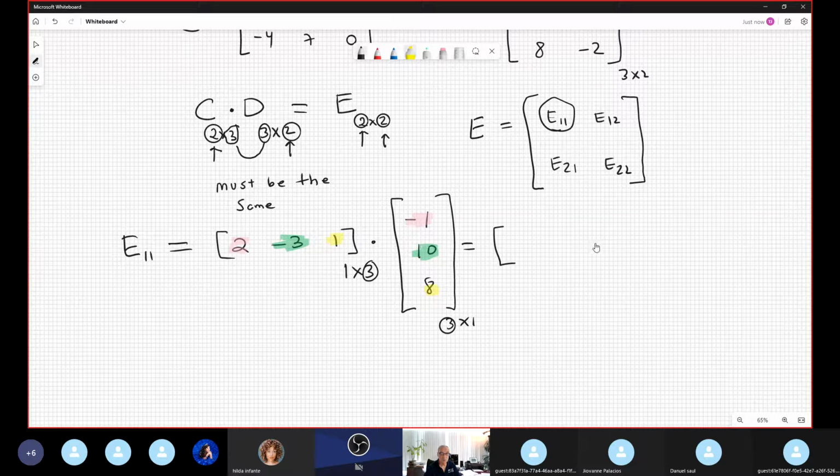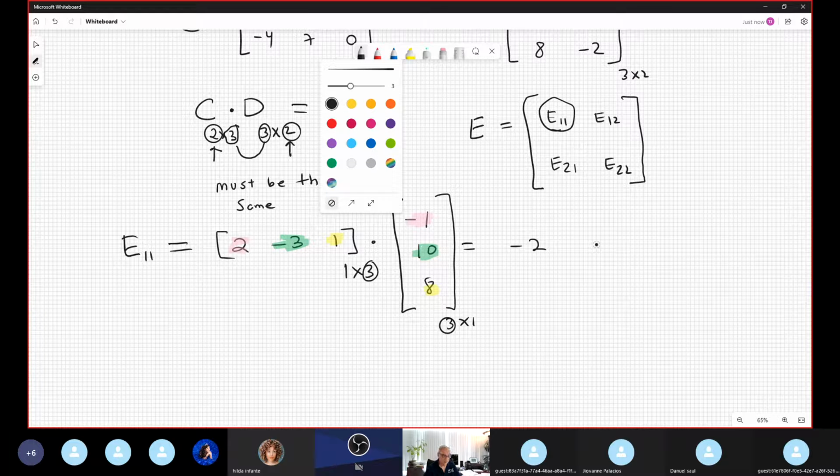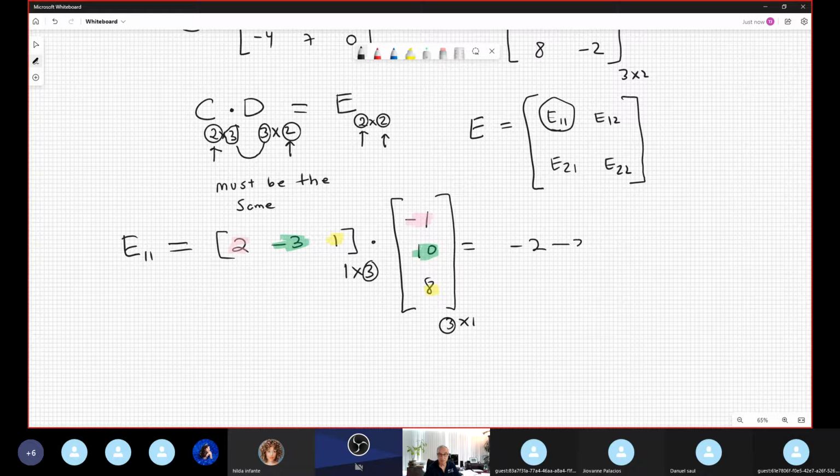Then you multiply: 2 times -1 is -2. But no bracket is necessary because it's just a number, no? It's a scalar, a 1 by 1. So when you multiply, -30, from -3 times 10, no? And finally the multiplication 1 times 8 is 8. And the answer is -24.